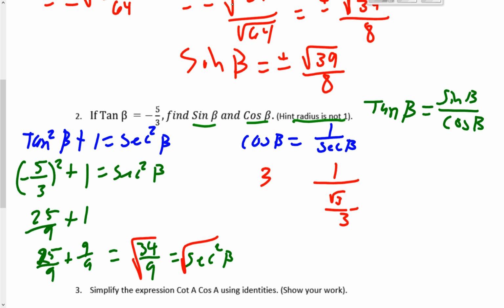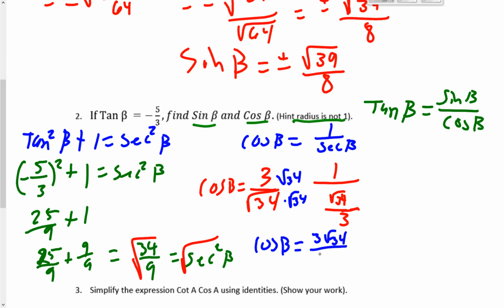So 34, we flip that, and we get cosine is equal to 3 over root 34. So there's cosine of beta, and we can rationalize it. So cosine of beta is equal to 3 root 34 over 34.